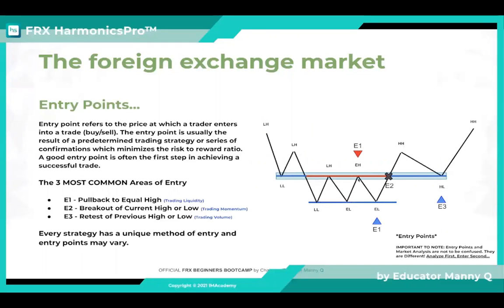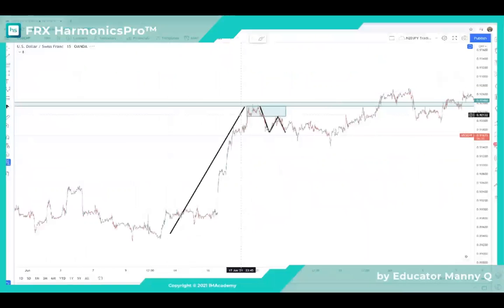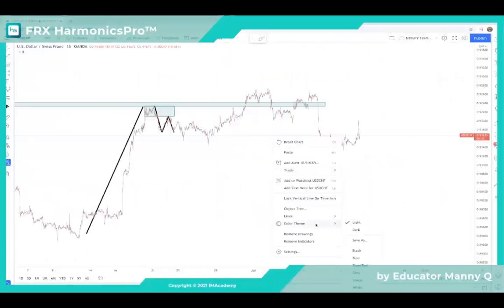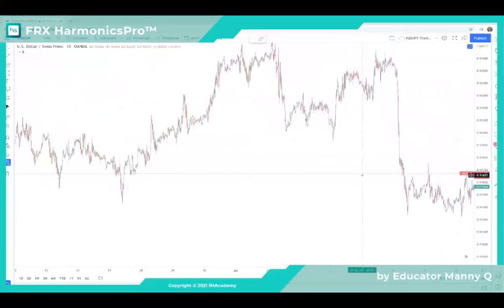Look at the E1. If the market pulls back to the lower high for the very first time and stops and reverses, this is an equal high. That's an E1 trade. As an example, if we come, where are we? Let's remove these drawing tools. Let's come back to what we're looking for over here in the market.